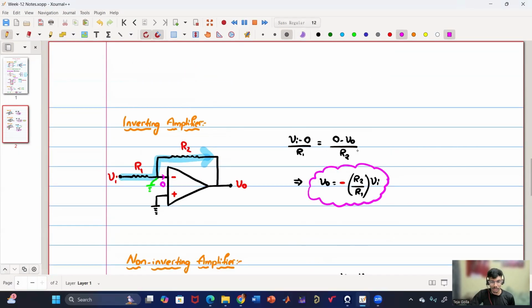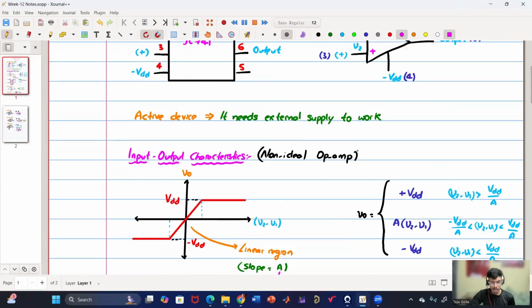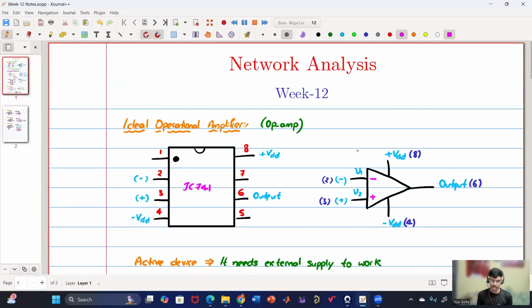So let me just quickly summarize. So this completes our theoretical aspects of an op-amp, which is very simple. We just have to understand the virtual short concept and then apply KCL, KVL to solve for what is asked in the question. Okay, let me quickly summarize what we have discussed today in op-amps. So today we'll be dealing with the ideal operational amplifier, which is also called op-amp.